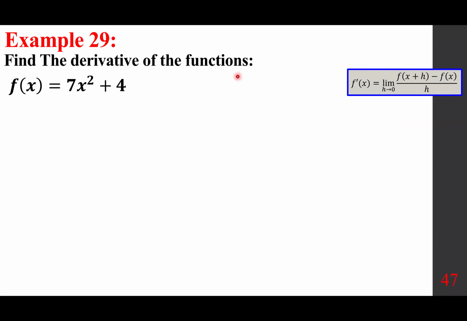Find the derivative of the function f of x is 7x squared plus 4. Again, later on, we have formulas for it. For now, we must use the definition. So we use this definition. F prime of x is the limit of f of x plus h minus f of x over h as h approaches 0. So the limit as h approaches 0, fraction bar. The bottom is h. What is f of x plus h? 7 times x plus h quantity squared plus 4 minus f of x.